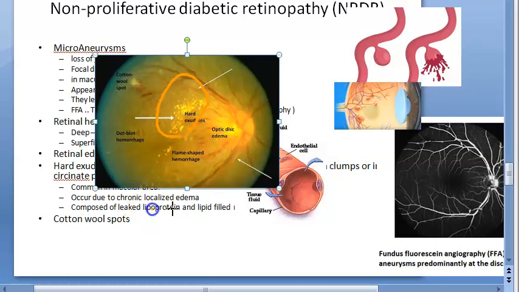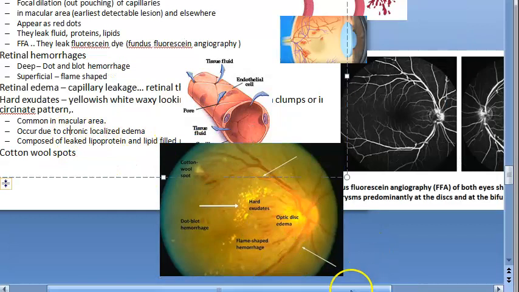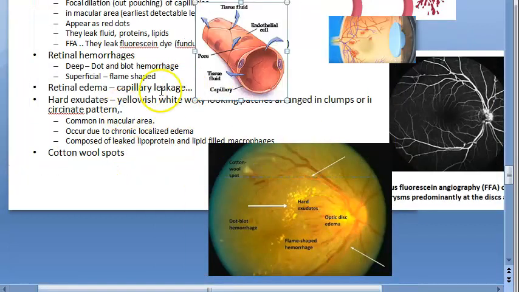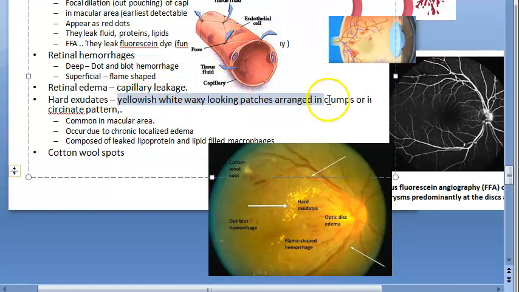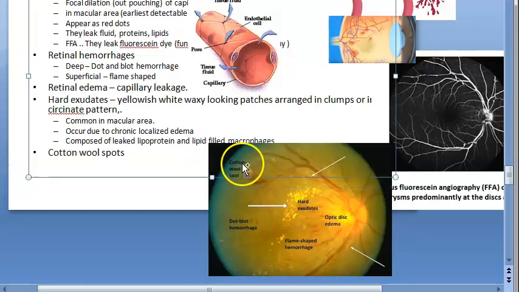Okay. So did you understand this? Hard exudates. So let's look at this now. Hard exudates are what? Yellowish, white, waxy looking patches arranged in clumps or in circinate pattern. They are common in the macular area. They occur due to chronic localized edema. What do they comprise? They have lipoprotein or lipid-filled macrophages. These macrophages which have lipids, right?